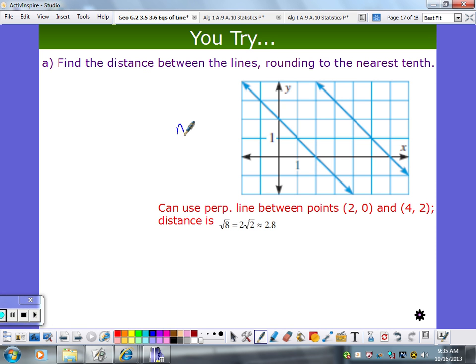I figured out that my slope is negative 1 for both these lines, which means to get a perpendicular through, I would need a slope of 1, because 1 times negative 1 is negative 1. So I picked a point. Now, you can pick any point you want, really, but I went up 1, right 1, up 1, right 1. So these 2 points are on the perpendicular, and you have to be perpendicular to find the distance. So I used (2, 0), and this one is (4, 2). And I use the distance formula to get there. Questions on that?